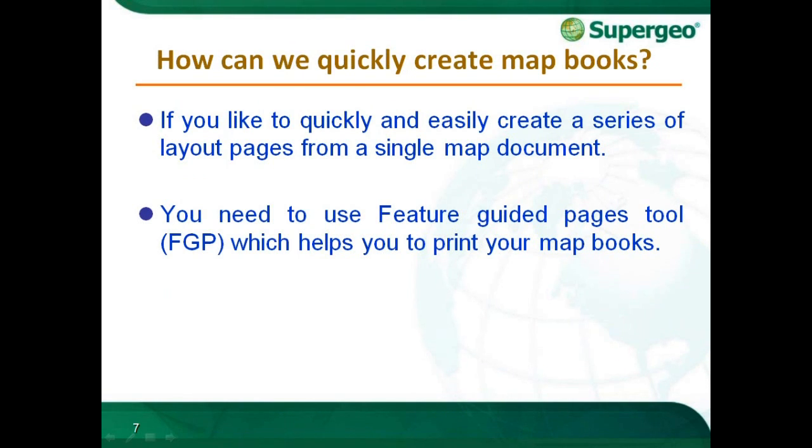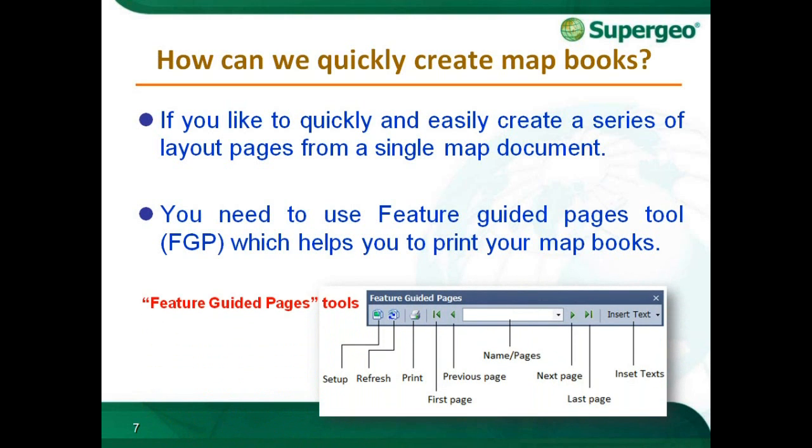If you would like to quickly and easily create a series of layout pages from a single map, trust me, you must listen carefully to the next talk. The new version of SuperGeo's desktop provides you with feature guide tools, as you can see, which help you print your own map books. It views each feature as a single map page and is especially useful when exporting thematic maps, because the map reader can see local and detailed information of each feature.